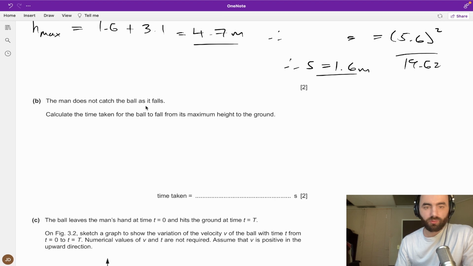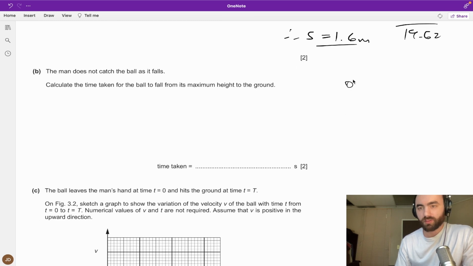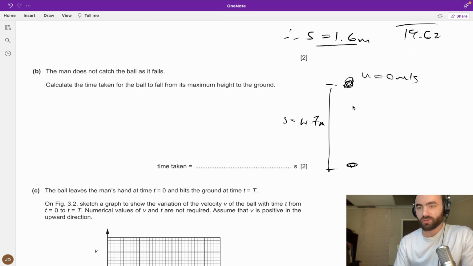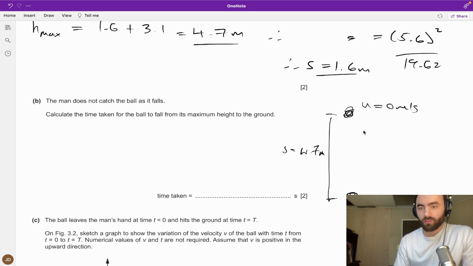The man does not catch the ball as it falls. Calculate the time taken for the ball to fall from its maximum height to the ground. Well, it's at the top, so its initial speed is 0 meters per second. It drops down a height of 4.7, which we found before, so that's its displacement. If we treat down as positive, its acceleration is just 9.81, positive, acting in the same direction as the displacement.